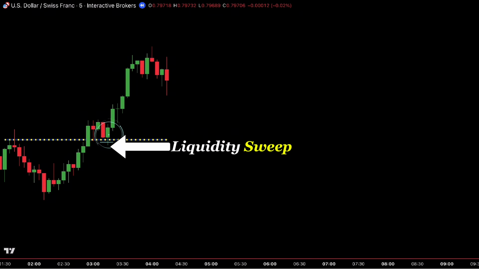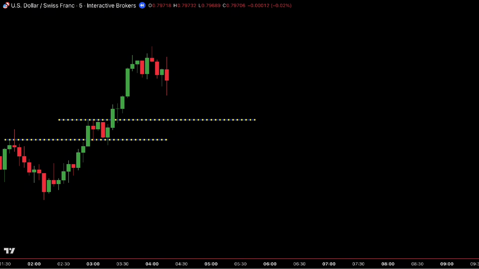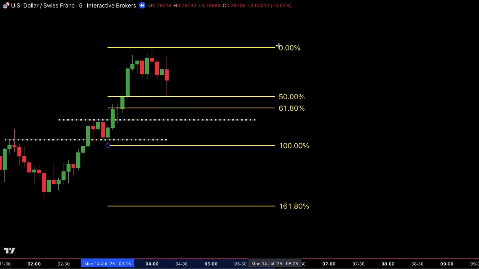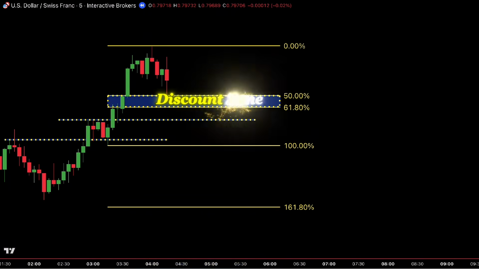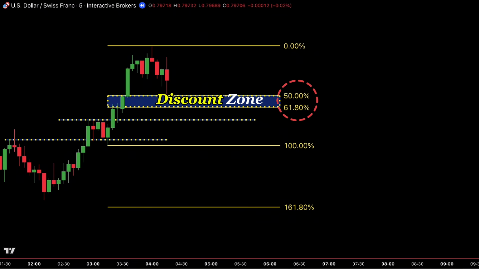After the sweep, price pushed up again into another impulsive leg. That impulsive move creates a new support level. We mark it because we'll need it later. Now we draw the Fibonacci retracement from the swing low to the swing high of the impulsive move. This gives us the discount zone, the area between the 50% and 61.8% levels. Price enters the discount zone and reacts. But remember, we don't buy reactions, we buy liquidity sweeps. Watch what happens next.